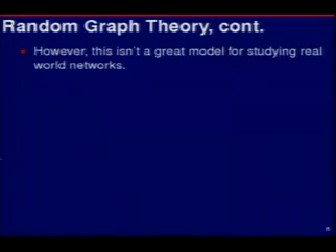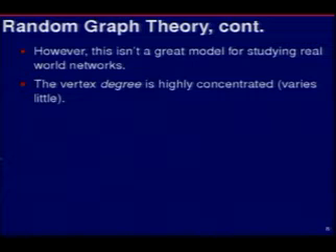So this model, G(n,p), does have interesting properties, and you can really see the utility of the randomness in doing things like keeping the graph connected. But it isn't known as a very good model for studying real-world networks because it doesn't seem to obey a lot of the properties that we see in networks like the internet, social networks, and biological networks. One example is that the degree is highly concentrated, to use a technical term, which means that it varies very little. And by degree, I mean the number of edges connected to each vertex.